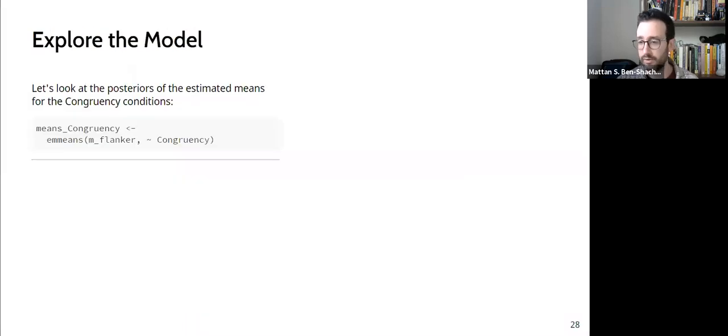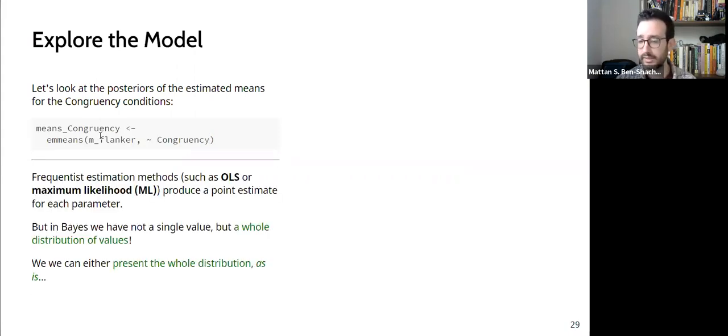So let's explore the model after we fit it. The first thing we want to do is look at the congruency effect, or the congruency means. I will be using the emmeans package. If you're not familiar with emmeans, what I'm doing here is saying from the model mFlanker, give me the means as they are according to the effect of congruency. So that's what I'm doing here.